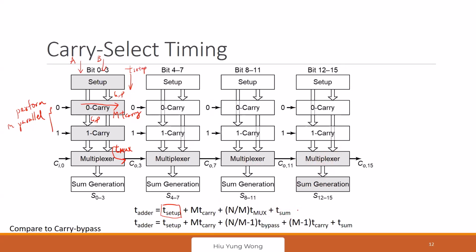Now you compare with the carry bypass. Okay, this is carry select. You save this one. You save it by half. Because in the past, I have M T carry plus M T carry, so it's proportional to 2 M T carry. But now this one is only 1 M T carry.